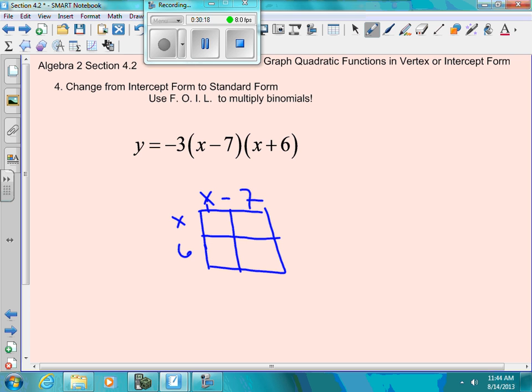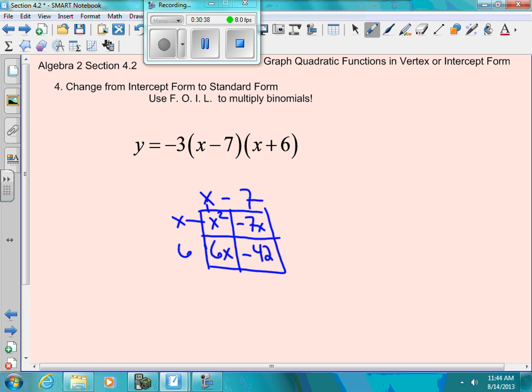So x times x is x squared. X times -7 is -7x. 6 times x is 6x. 6 times -7 is -42. You may have seen this method before. This may be brand new to you, but to me, it makes sure that I don't miss anything.